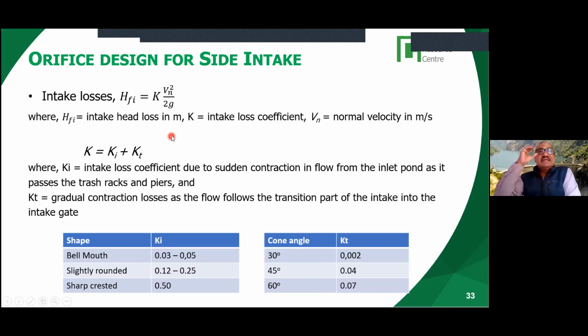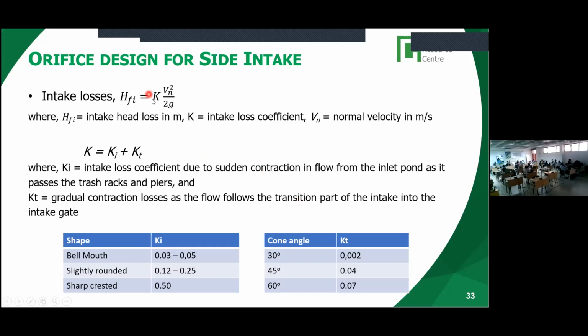It is calculated using a formula like this. Normally, V squared by 2g is the velocity head. Part of that velocity head is lost due to the contraction, the shape, and the angle of the intake. When water flows from a larger area to a smaller area, or from a smaller area to a larger area, when there is contraction or transition, then there is a frictional loss of head.